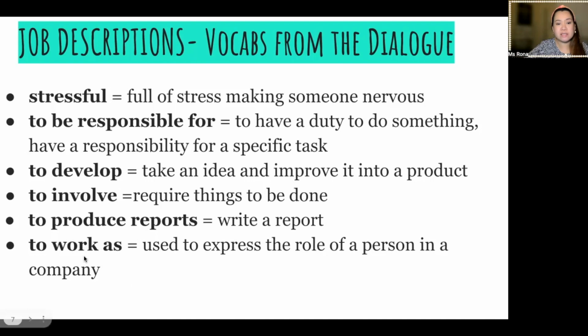Next word is to work as. This is used to express the role of a person in a company. I work as a teacher. I work as an accountant. I work as a customer service representative. I work as a nurse. I work as a banker. I work as a teller. I work as a manager. I work as a cook. I work as a janitor for the school. I work as the president of Bank of America. Those are just examples, all right?